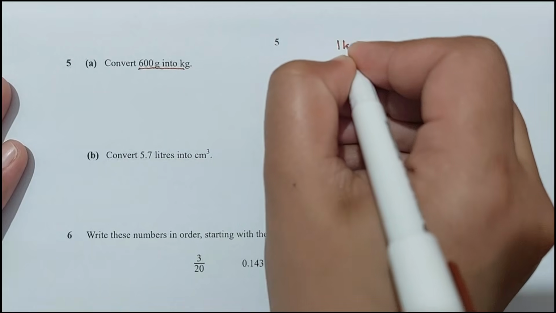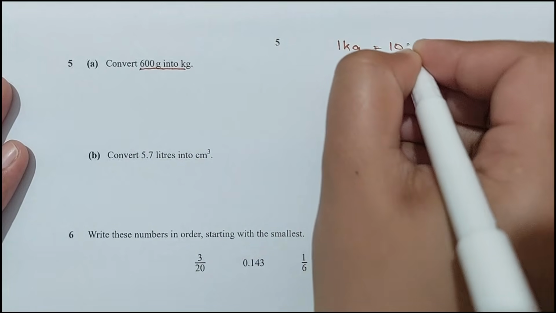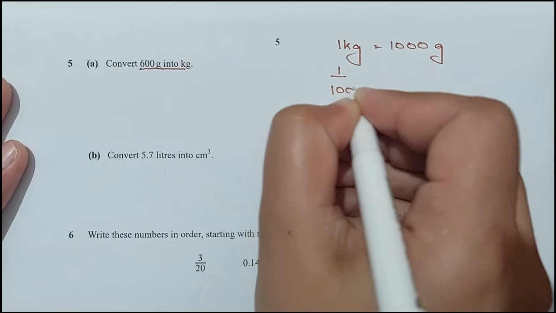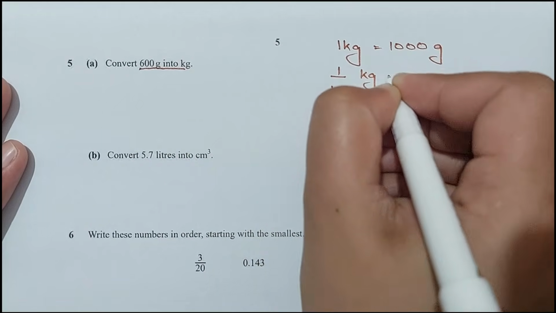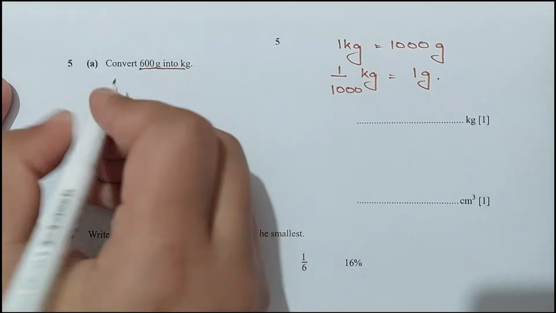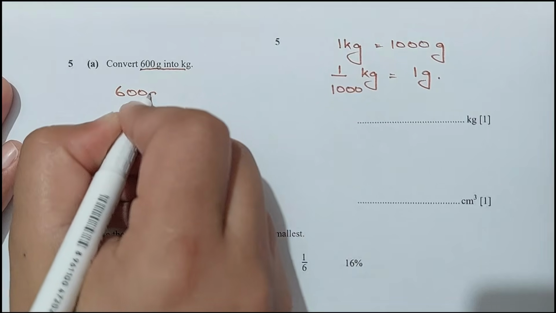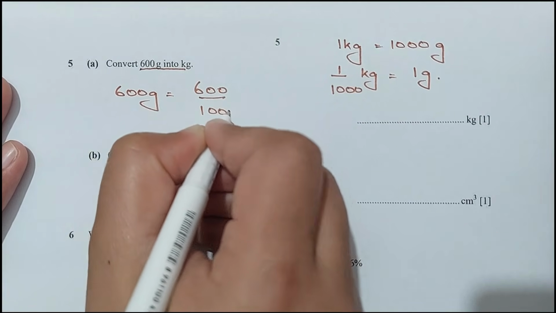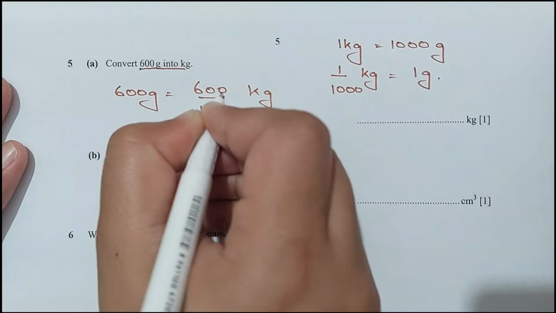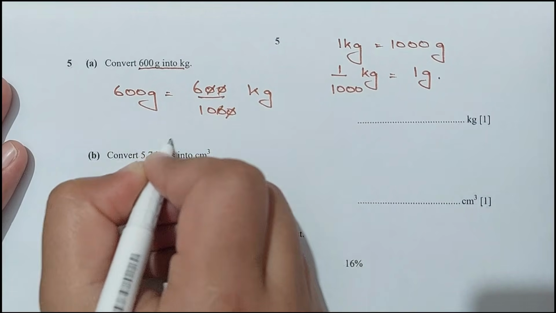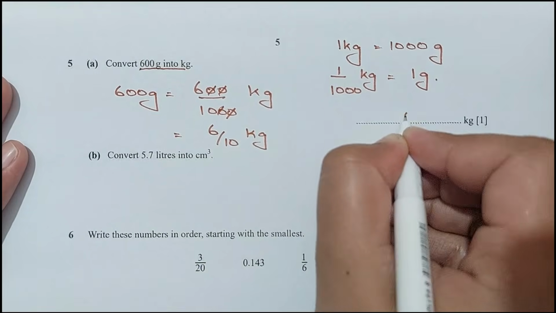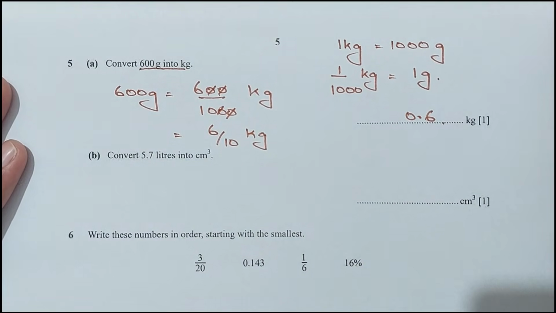We know that 1 kilogram is equals to 1000 grams, and 1 over 1000 kilograms equals to 1 gram. What about 600 grams? 600 grams would be 600 divided by 1000 kilograms. 0 is cancelled with 0, this 0 is cancelled with 0. 6 over 10 kilograms is the answer, or we can say 0.6 kilograms.